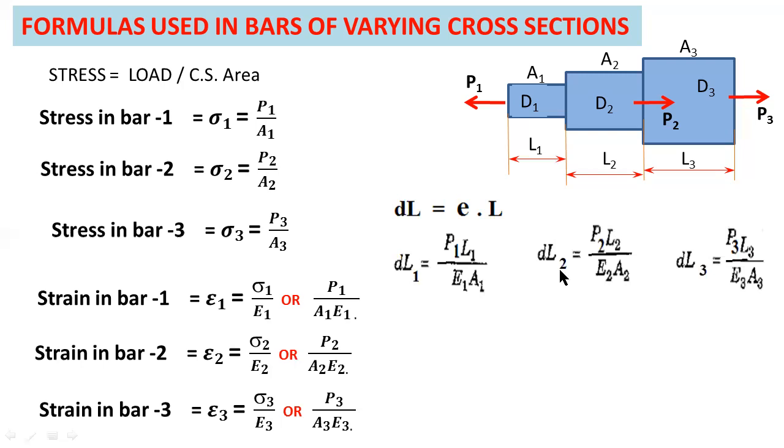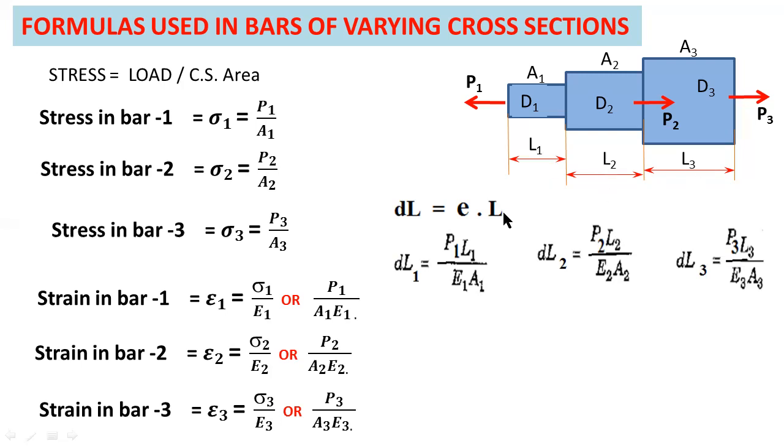Delta L1, delta L2, delta L3. These three are the change in length in each bar. So delta L1 is the change in length in bar 1, delta L2 is the change in length in bar 2, delta L3 is the change in length in bar 3. Okay, so here already we know the formula: change in length equal to epsilon into L, that is strain into original length. So here L1, L2, L3, these three are the original lengths.